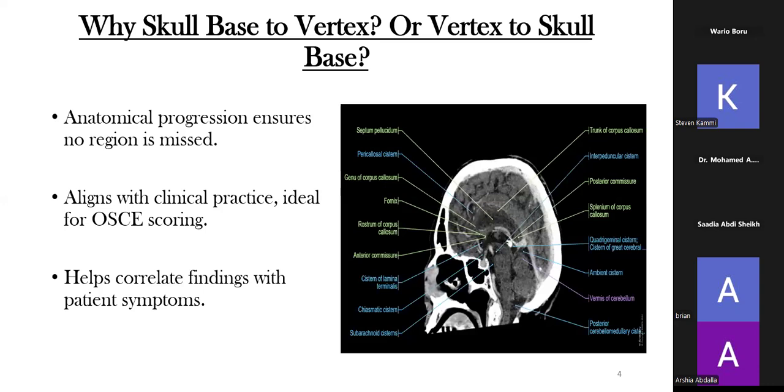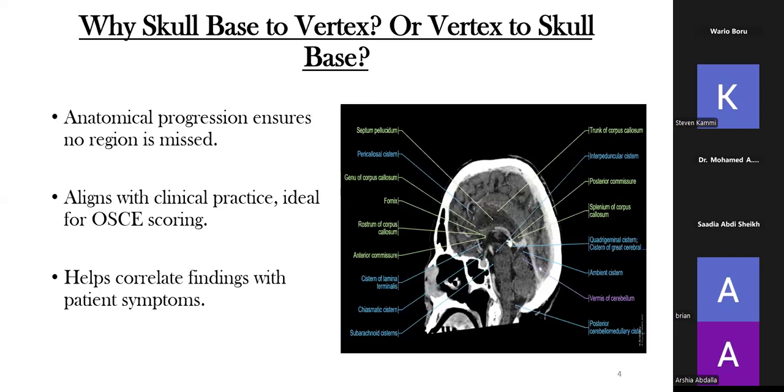And the reasoning behind it is that when it is that objective, there's a standard way in which things are done. If you're able to follow that, then that is what is in the lecturer's mind, and you're able to follow through that standard manner. It's ideal for OSCE scoring, and it helps to correlate the findings that you see on the imaging with what the patient presented with in the history and in the clinical examination.